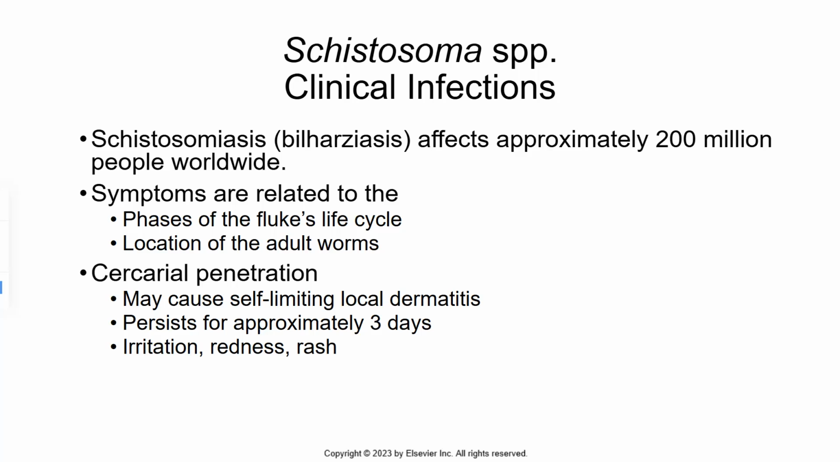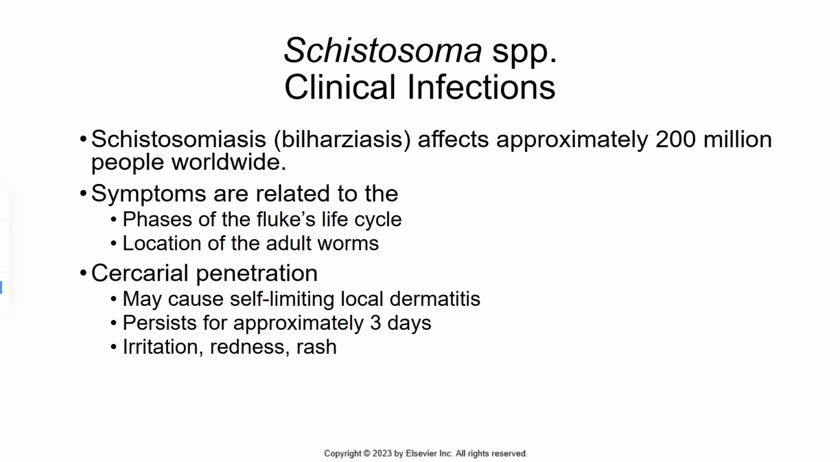So basically, these guys are spread through the snail. The snail is the intermediate host. So if you go wading in snail-infested water in the regions where these are common, what can happen is the larvae will leave the snail and then they burrow through your skin. And from there, they travel to the various locations of the body. So depending on what type it is, that depends on where it's going to end up in the body.